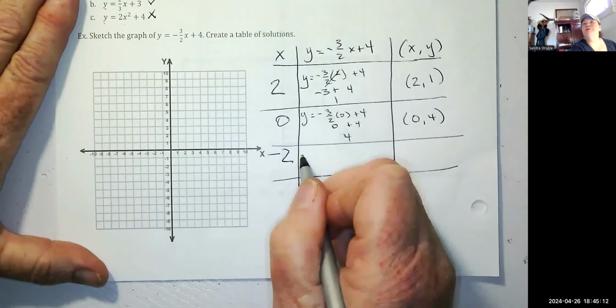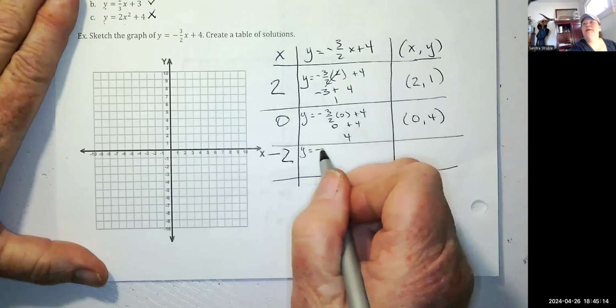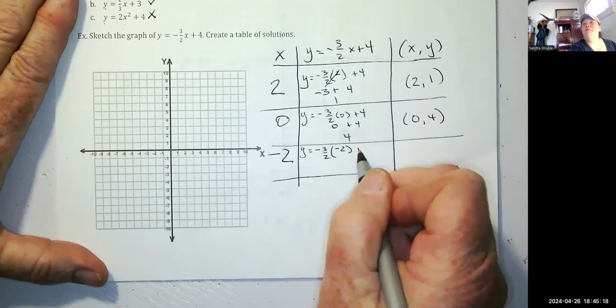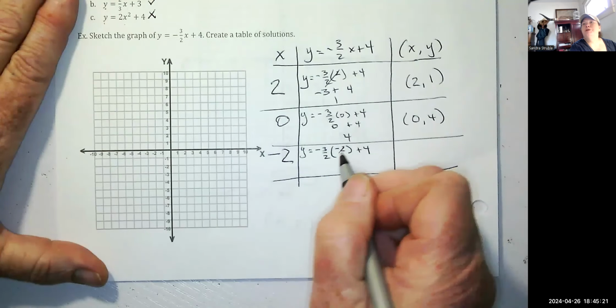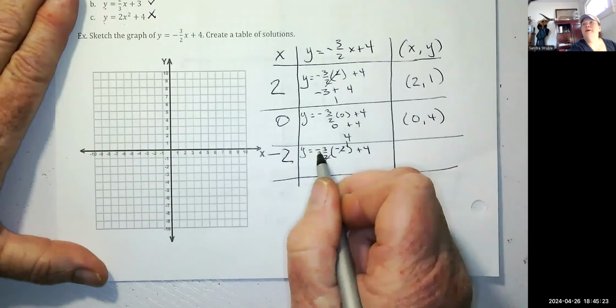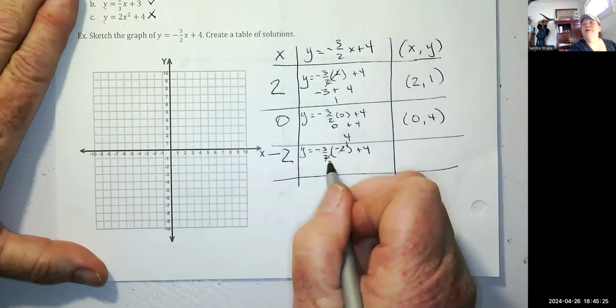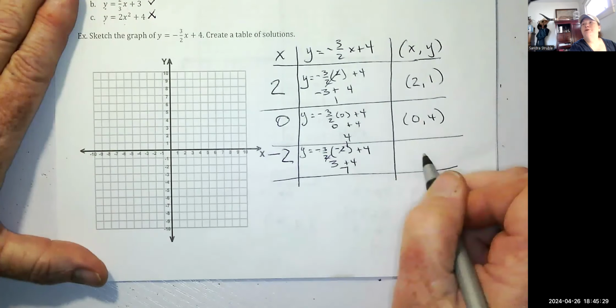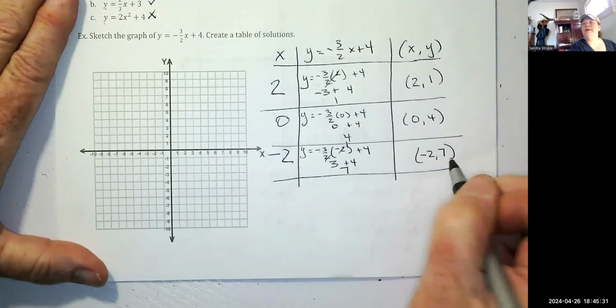Last one, I'm going to use negative 2. So y equals negative 3/2 times negative 2 plus 4. The 2's reduce, and we get negative 1 up here. Negative 3 times negative 1 is 3, plus 4 is 7. So the last one is negative 2 and 7.